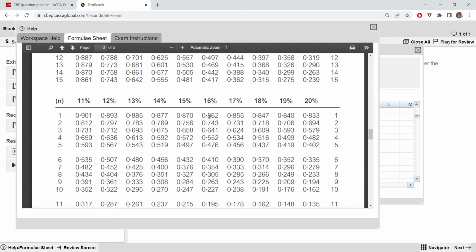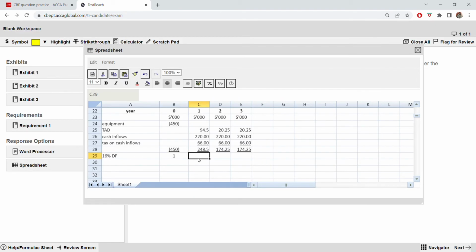So 16%, year 1, 0.862, 0.743, 0.641. These are the 3 unit. Okay, let me see whether we can copy paste this or not. Copy. I'm not sure you can do it or not. Paste. You can't. It will copy paste the previous one. That's why 450 is coming. So you have to write it.